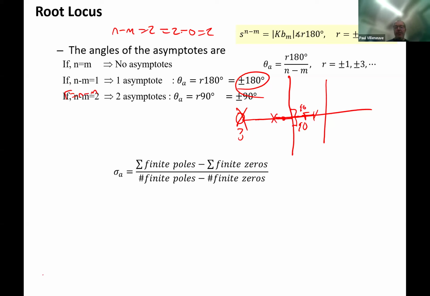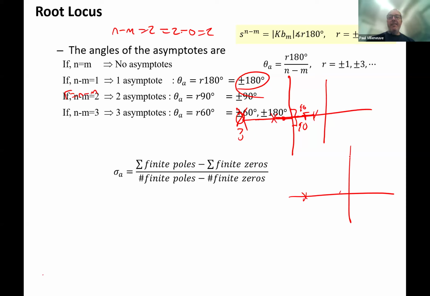If I have a difference of 3, then it's going to be plus or minus 60 and plus or minus 180. All right. So if it's plus or minus 60, then I have 3 here, and we're just going to start there on the real axis. So these two will head this way. Let's do this first one. These two are going to head up in this direction at plus or minus 60 degrees.